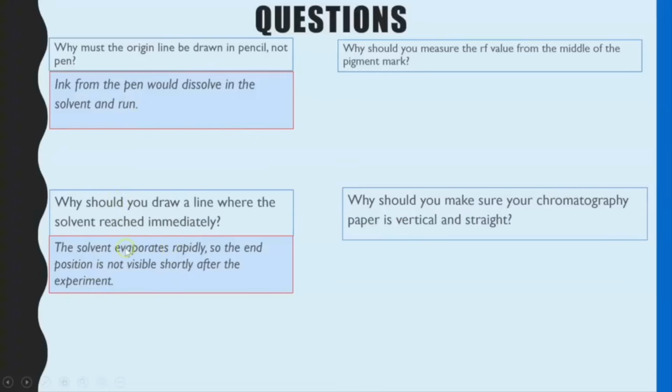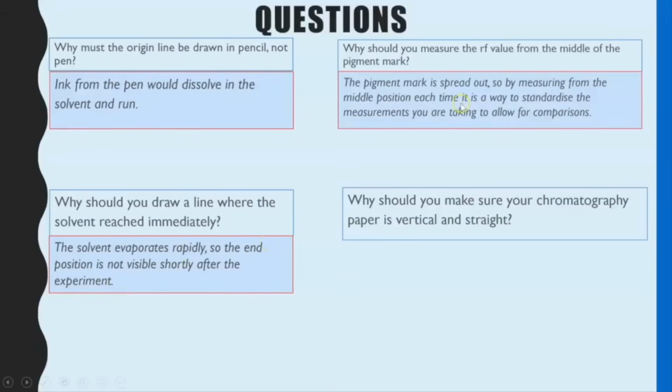Number 2 down here, why should you draw a line where the solvent reached immediately after taking it out? That's because the solvent evaporates very, very quickly. So the end position, or solvent front, is not visible shortly after the experiment. So if you haven't drawn that pencil line, you won't be able to calculate your RF values.